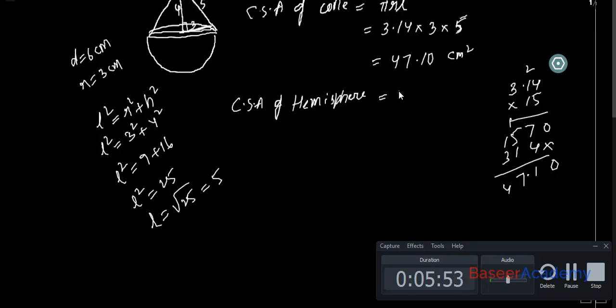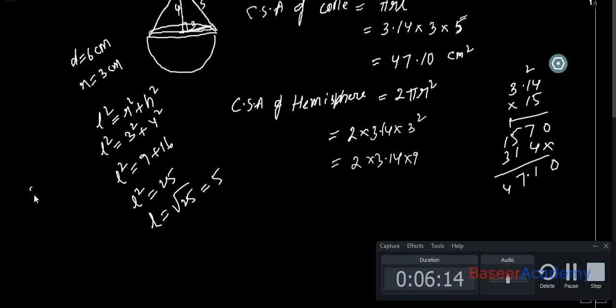Curved surface area of a hemisphere is 2 pi r square. 2 into the value of pi, which is 3.14, into the value of r, which is 3. So 2 into 3.14 into 3 square, which is 9. 2 into 9 is 18. So I'll have to multiply 3.14 by 18.